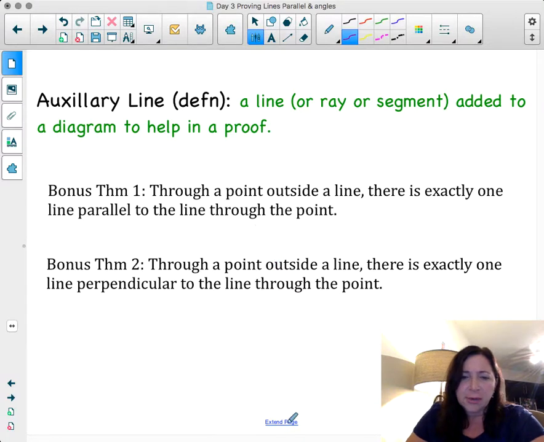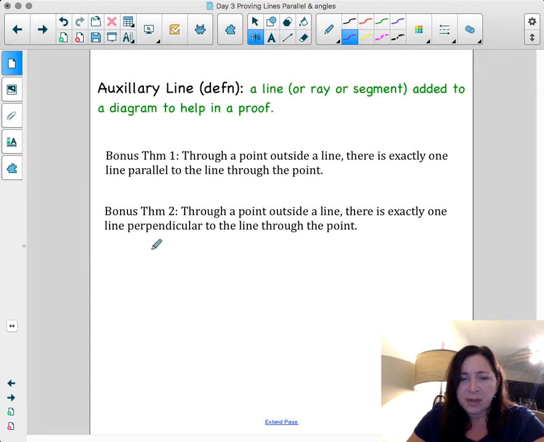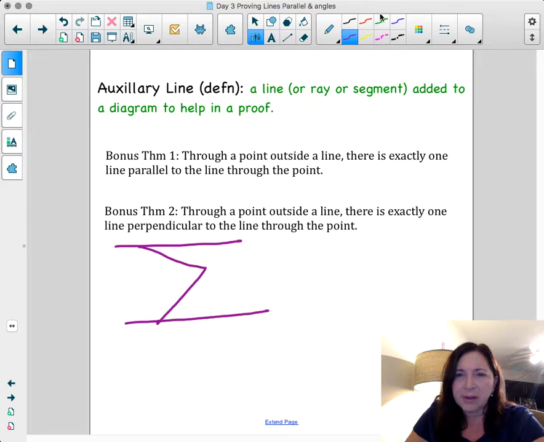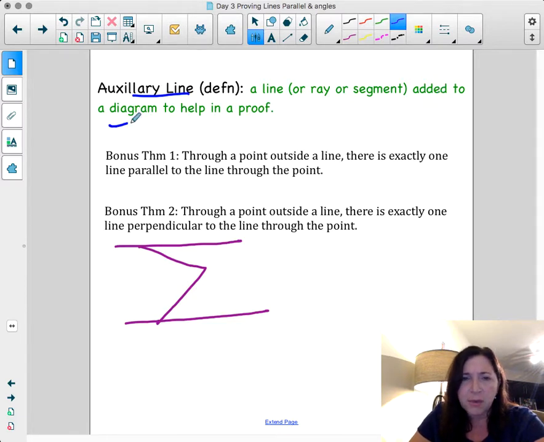So in auxiliary line, we talked about this the other day. We actually used an equation that might have been something similar to this, where we had two parallel lines, and then we had this odd shape, and we had to find all these values in here. One of the things is that an auxiliary line is a line or ray or segment that you add to a diagram to help you solve it.